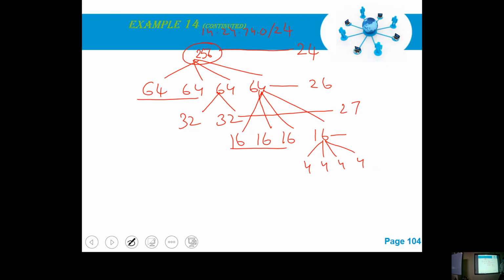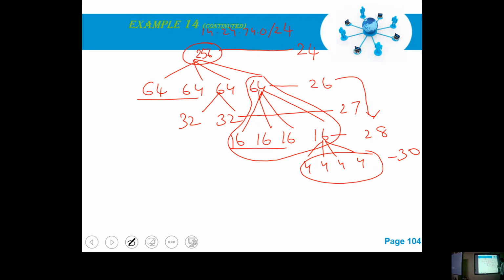Then for 16? 29. Why? 4. So how many do we need to add? 2. To which one will we add? Why? We are coming from this, right? So for this 26 we will be adding and it becomes 28, right? And for these things, 30. Okay. So is it clear? The prefix part is clear. 24 we had, 26, 27, 28, 30.